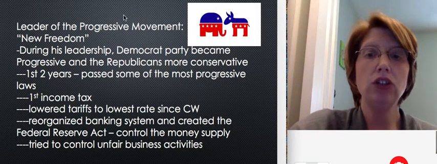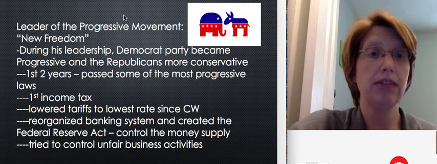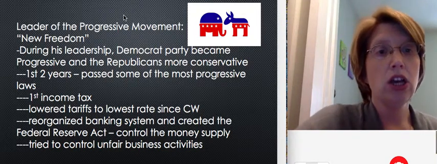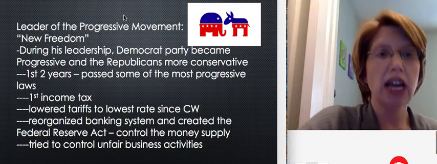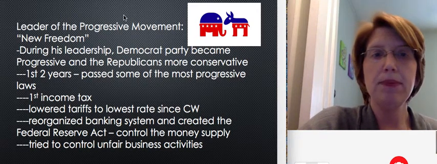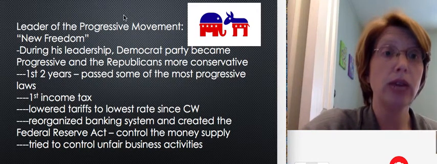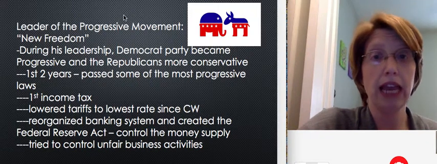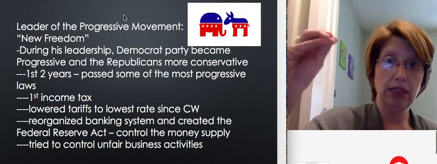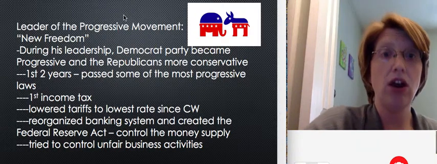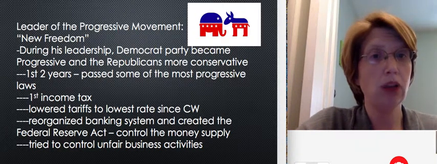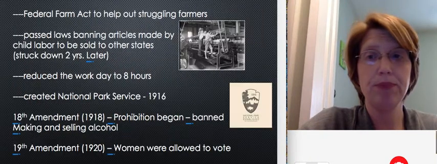He tried to control unfair business activities. So again, he's just like Teddy Roosevelt and Taft, trying to break up these trusts and trying to keep these super mega rich businesses from taking over everything and controlling everything. So he is on top of that also. Again, remember, you can pause me if you're not as fast as I am.